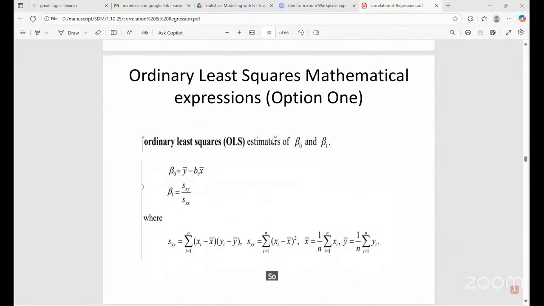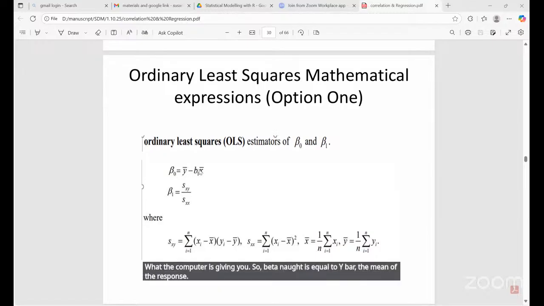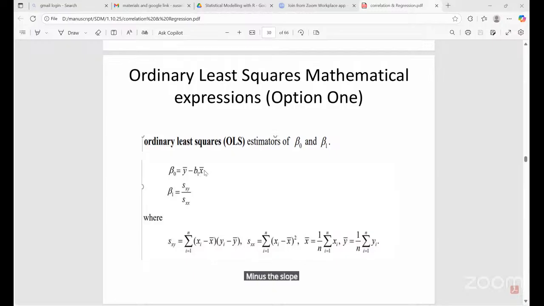So from this, we can see that the intercept has a formula. For now, I do not want you to cram, but it's always good to know what the computer is giving you. So beta naught is equal to y bar, the mean of the response, minus the slope times the mean of the independent variable. Meanwhile, the slope is the cross product of x and y over the sums of squares for x. So they've been expanded down here.